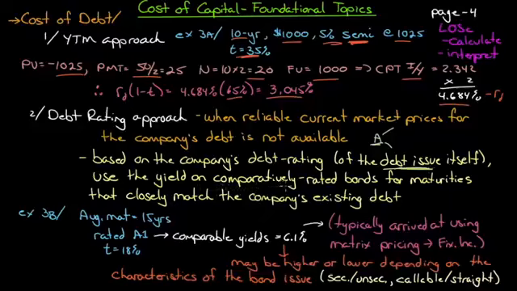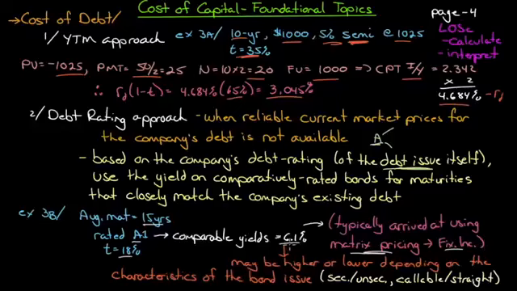Use the yield on comparatively rated bonds for maturities that closely match the company's existing debt. And 3B gives an application of this, assumes a company has average maturity of debt of 15 years, rated A1, its tax rate is 18%. Comparative yields, 6.1%. So we'll use the 6.1%. Typically, getting to the 6.1% is arrived at using a process referred to as matrix pricing. You will see that in the fixed income section.